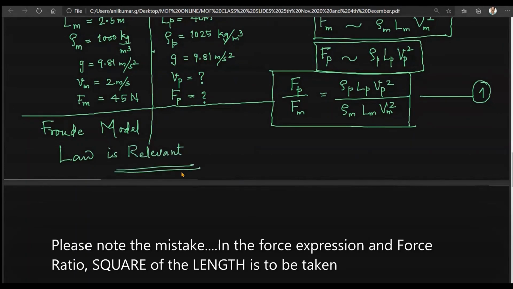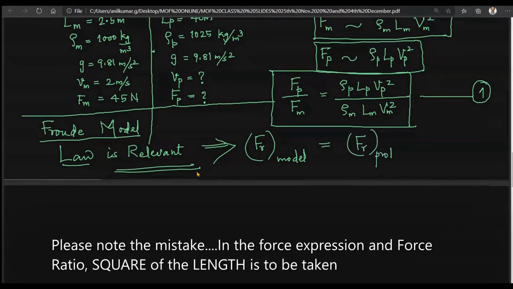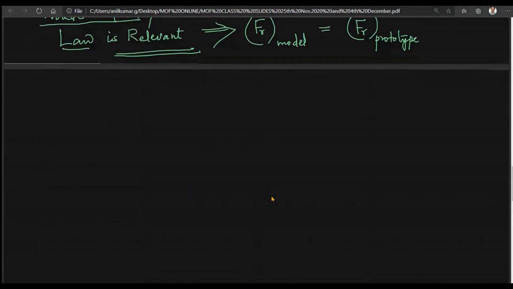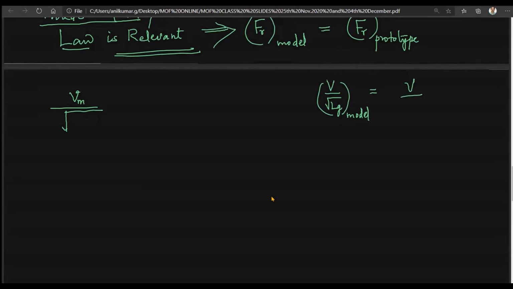Since the Froude model law is significant, what is that law? The Froude number of the model, it's not the force ratio, is equal to the Froude number of the prototype. Froude number means velocity, so I'm writing the velocity of the model, Vm, divided by root of Lg. Froude number is V by root of Lg. So the Froude number of the model is equal to the Froude number, V by root of Lg, of the prototype. This is what we do.